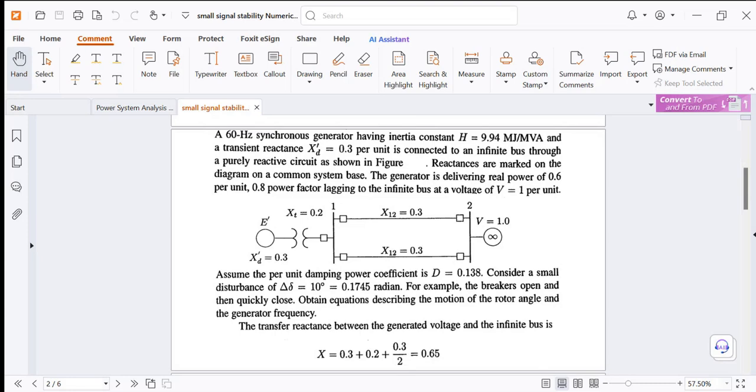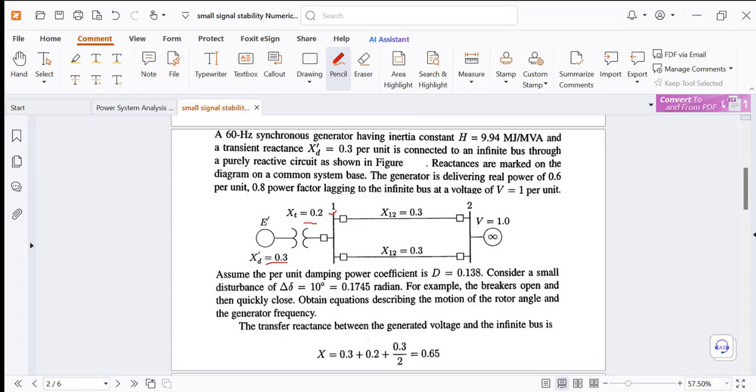We have a 60 hertz synchronous generator having inertia constant H equal to 9.94 megajoules per MVA and a transient reactance X_T dash equal to 0.3 per unit. Here we have the transient reactance of a generator connected to infinite bus 1 through a transformer with a reactance of 0.2. Reactances are marked in per unit.